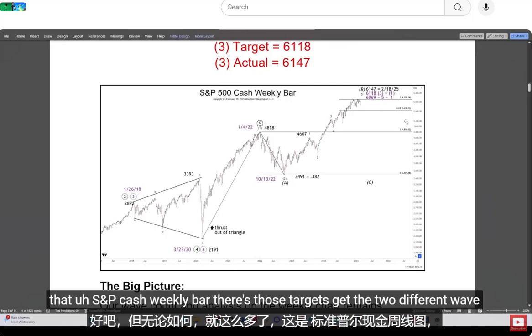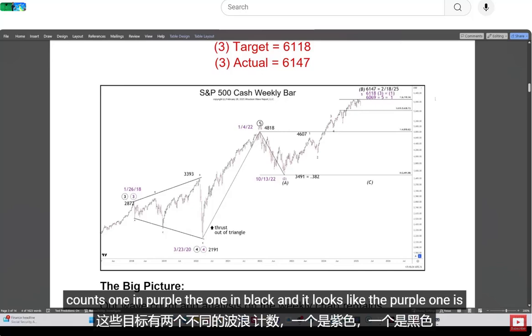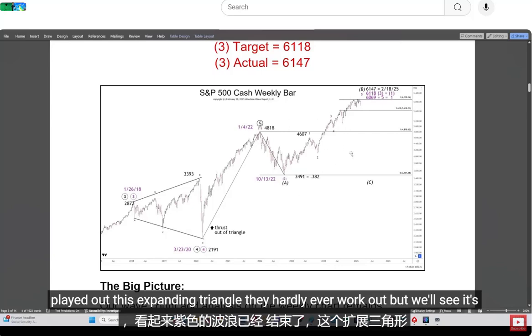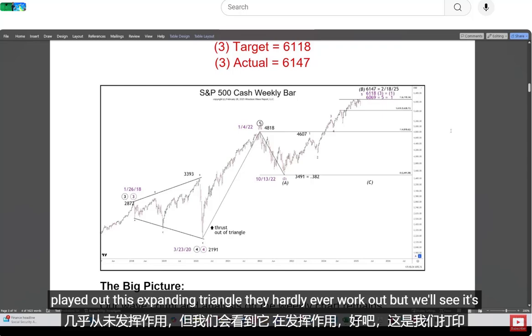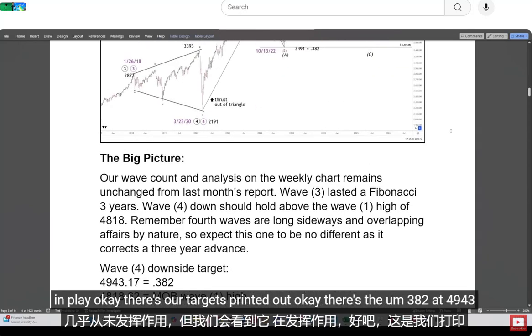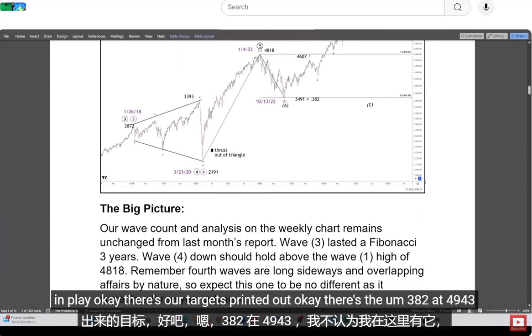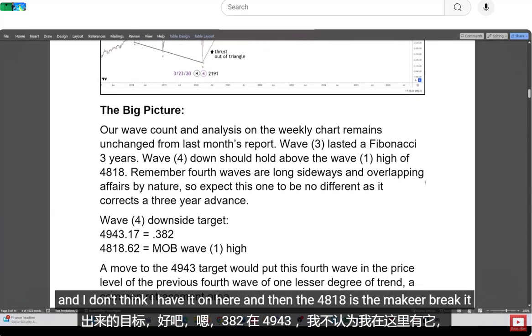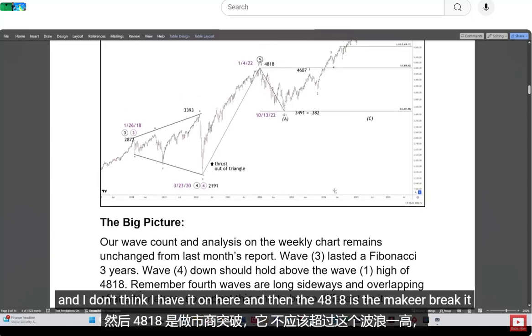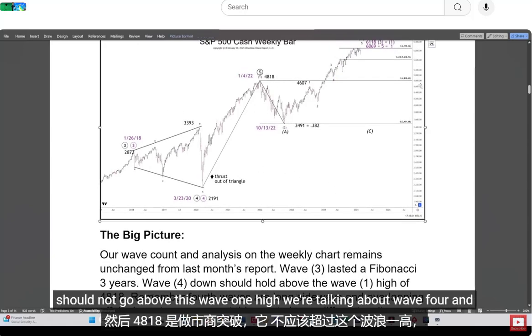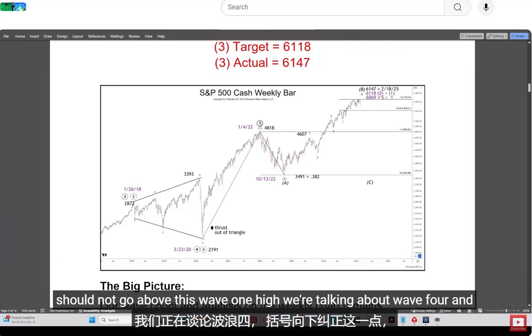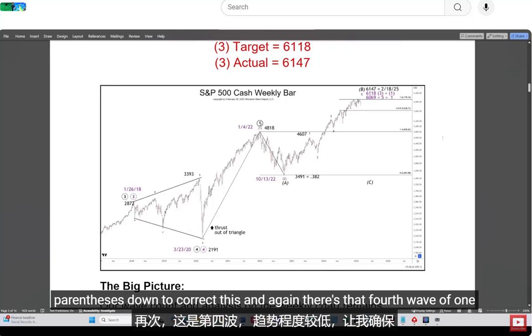Here's that S&P Cash weekly bar. There's those targets. We have the two different wave counts, one in purple, the one in black. And it looks like the purple one is played out, this expanding triangle. They hardly ever work out, but we'll see. It's in play. There's our targets printed out. There's the 382 at 49.43, and the 48.18 is the make or break. It should not go above this wave 1 high. We're talking about wave 4 in parentheses down to correct this. And again, there's that fourth wave of one lesser degree of trend.